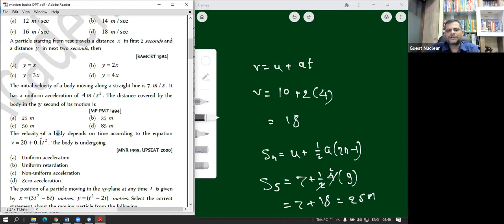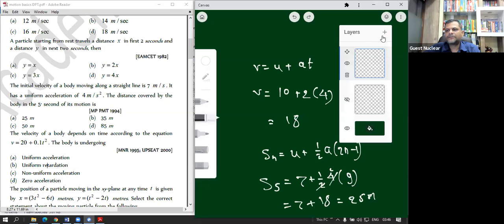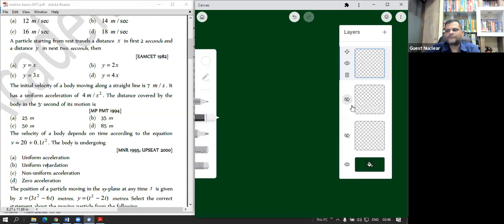Chalo. Next one, the velocity of the body depends on the time according to the equation v is equal to 20 plus 0.1 t square. Then is the body undergoing uniform acceleration, uniform retardation, non-uniform acceleration, or zero acceleration? What do you think? Since the velocity of the body is depending upon t square, what can we say?